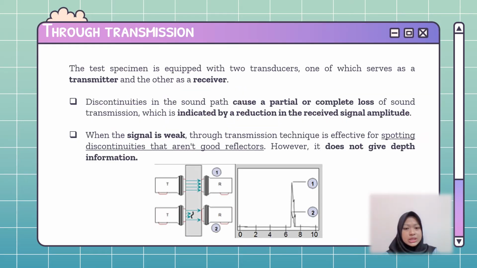In through transmission, the test specimen is equipped with two transducers, one of which serves as transmitter and the other as a receiver.